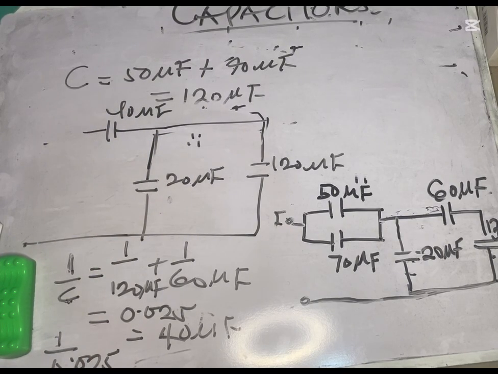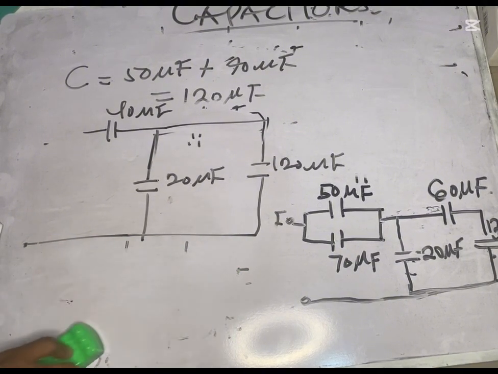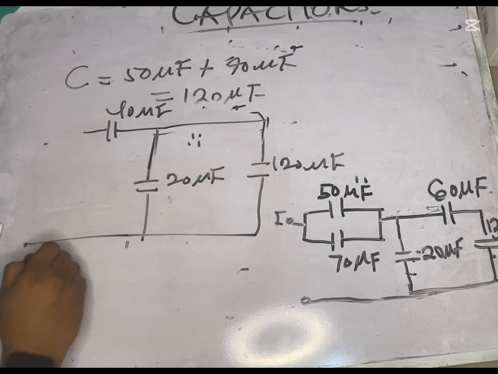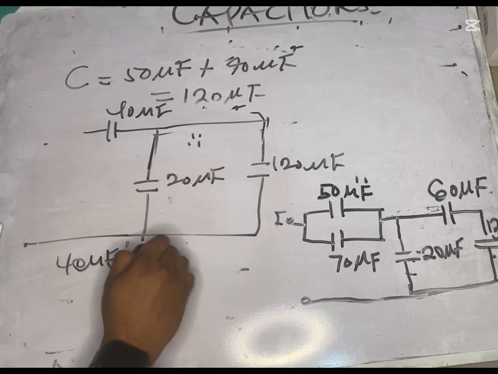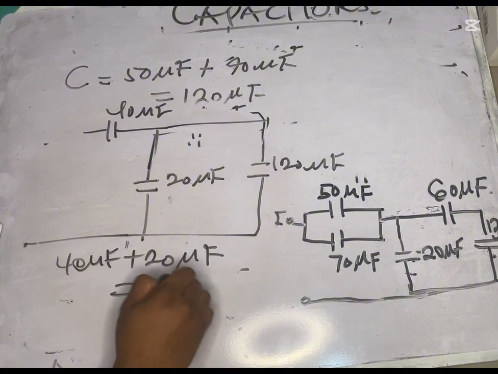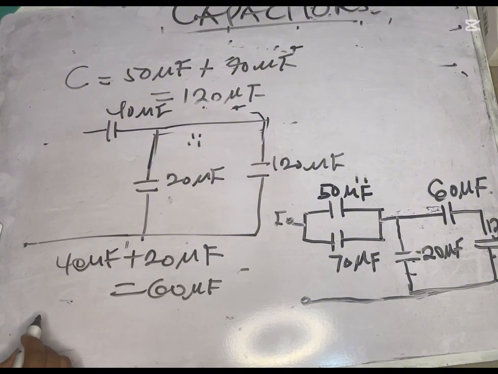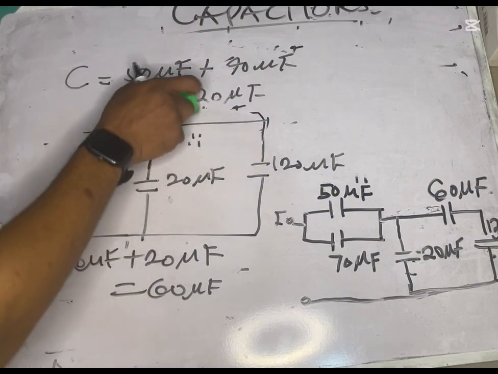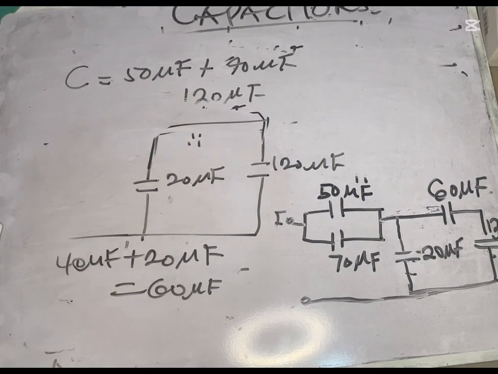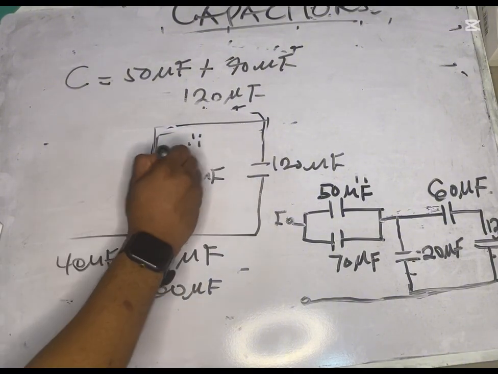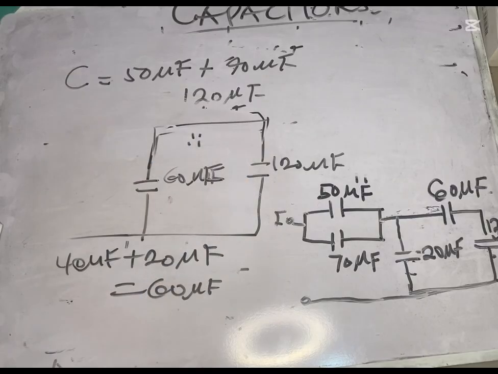If they are parallel to each other, it means that you just have to add them straight up. So adding them will be 40 microfarad plus 20 microfarad, and that will give you 60 microfarads. So you will succeed in resolving these two. Having resolved them, you now put it here, so now you have 60 microfarad.